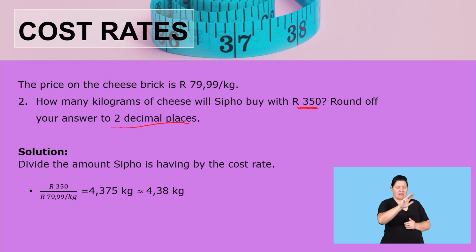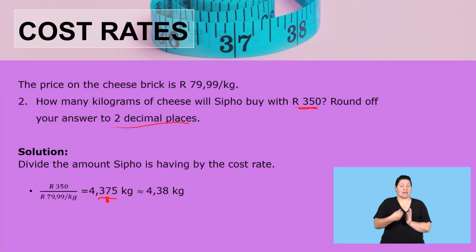And then we divide this by 79.99 rand. So I hope you can see that the answer that we get on the calculator is 4,375546943. Now I did not write the entire answer, I just wrote part of the decimals, and I'm only having 3 decimals with me here now. Remember, the second question is to round off the answer to 2 decimal places.